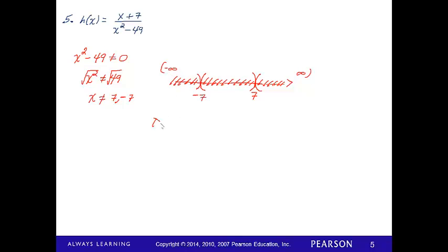Okay, and then you can go ahead and find the domain. So start here at negative infinity. So negative infinity, comma, all the way to negative 7, and then a parenthesis and a U for union, and then negative 7, comma 7, U, 7, comma, infinity. All right, let's keep going.